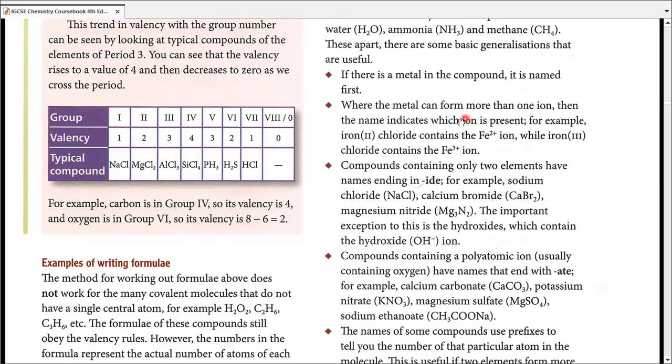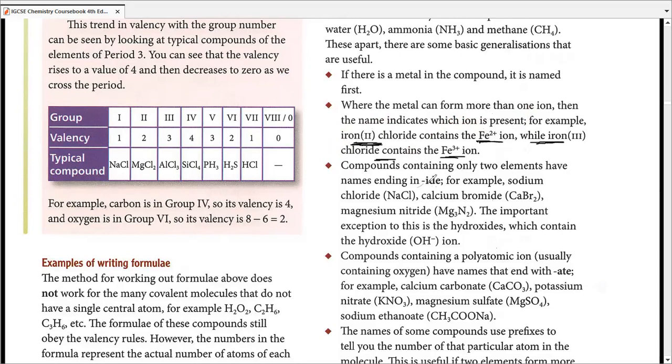So we do have rules in place for ionic and covalent compound naming. The metals are named first and non-metals are after. Where a metal can form more than one ion, and in this case we have this iron example, it can form a +2 ion, it can form a +3 ion. So it can form a chloride with iron 2 chloride and iron 3 chloride.